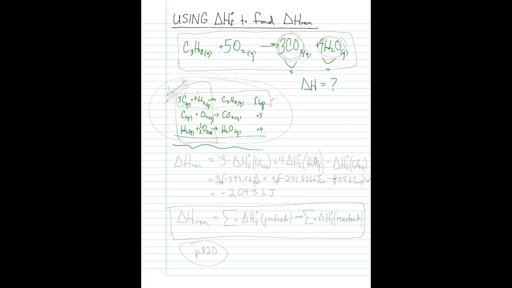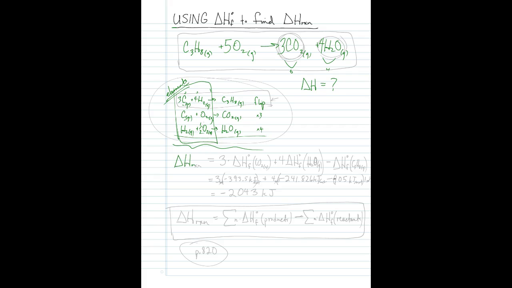Because we're doing formation equations here, all these guys on the left are all elements, right? We made them out of their elements. They're all in their naturally occurring states, so every one of them will be 0, 0, 0, 0, 0, 0, 0. So they just all drop out anyway. We don't have to add up their delta H's. So here is the shortcut for delta H of reaction.